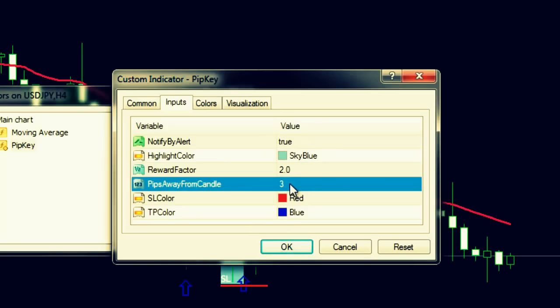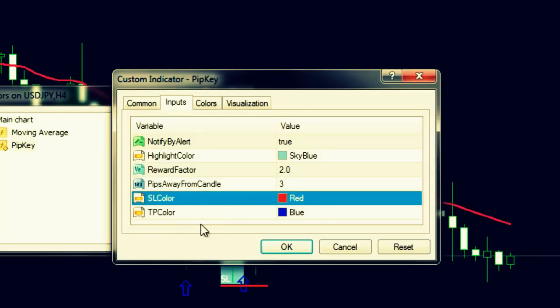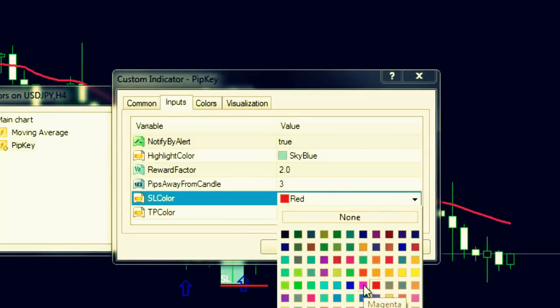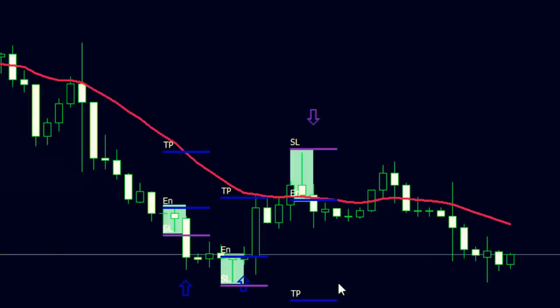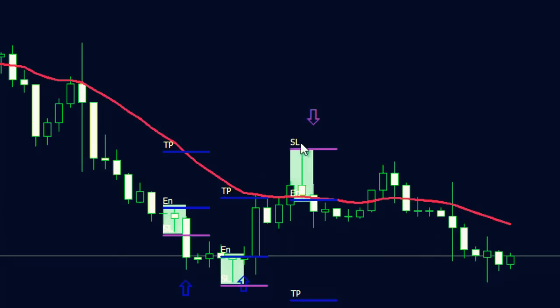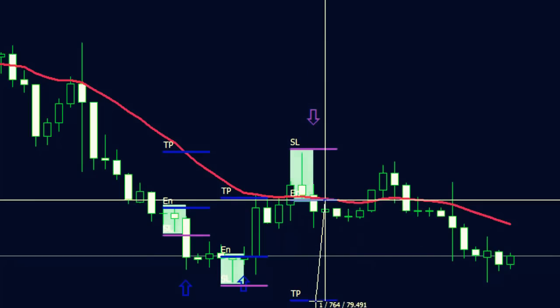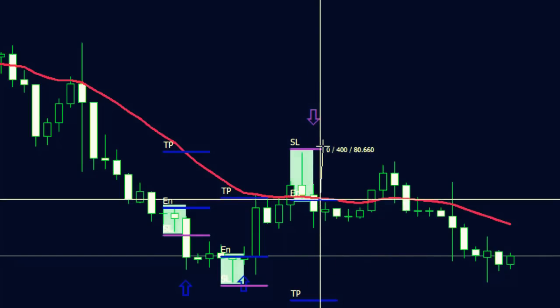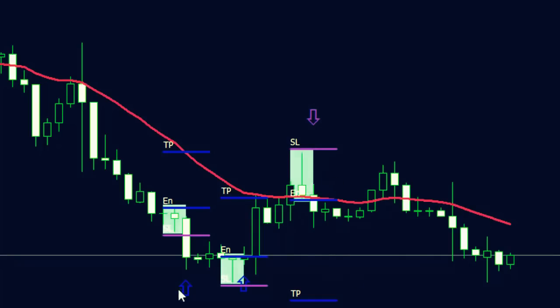Pips away from candle is how many pips the stop loss line will be from the lowest point of the pin bar when we have a buy entry, or the highest point when we have a sell entry. And you can also customize the stop loss and take profit colors. So let's say I want the stop loss color to be blue violet, and I click on OK. As you can see, the color of the stop loss and the sell arrow changed to violet. And also the take profit is twice as far as the stop loss from the entry price. So we have here a 1 to 2 risk-reward ratio.